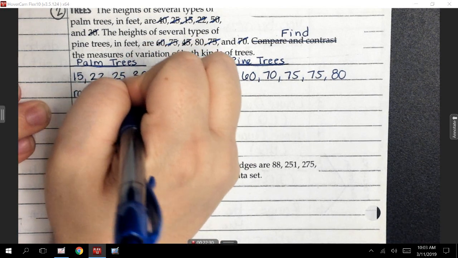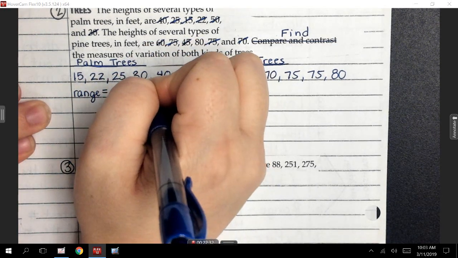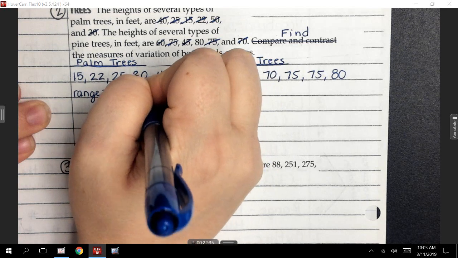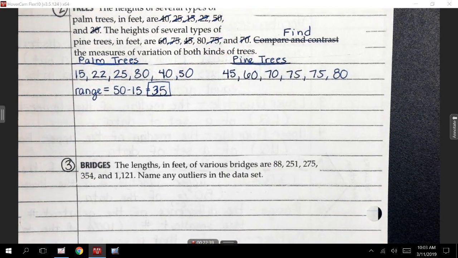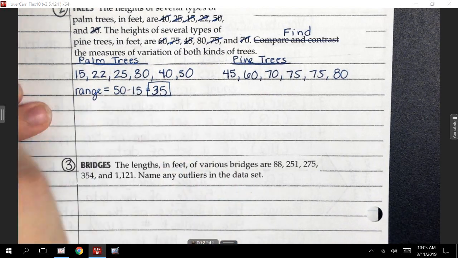50 minus 15. Big minus small. 50 minus 15 gives me 35. So we have our range.